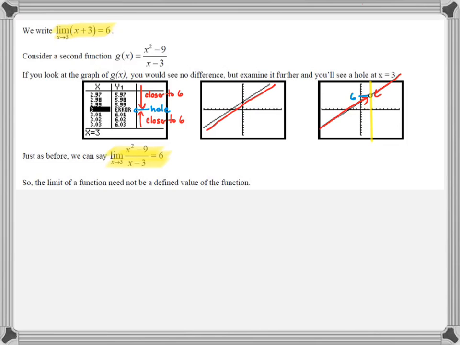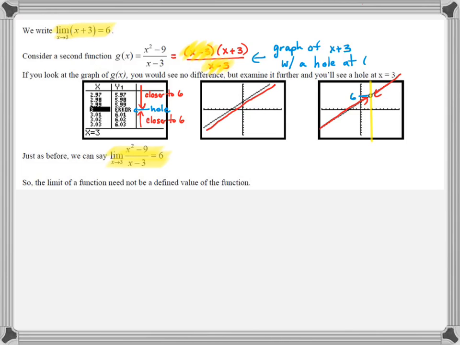So the limit of a function doesn't necessarily need to be a defined value of the function. It just means that both sides approach it. And if you look at the expression x squared minus 9, you can factor it to x minus 3 times x plus 3, all over x minus 3, and you'll see that there's a hole at x equals 3. So it's really the same graph as the previous example, only with a hole at 3.